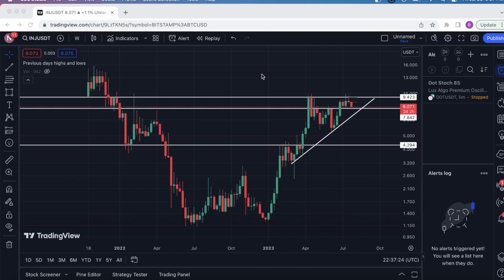Okay, so Injective looks like it's further along than a lot of the other coins that I've been looking at. As you can see, we've already had quite a big breakout. We kind of had like a double bottom down here. We broke out already.